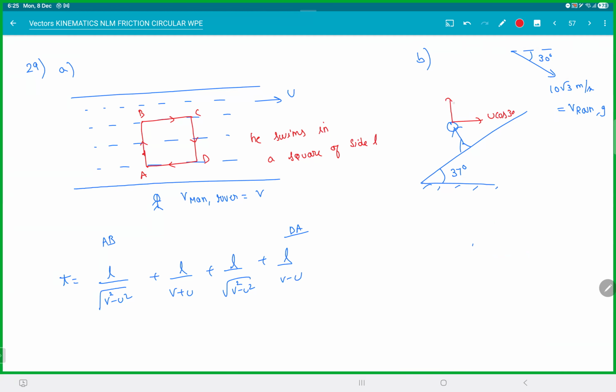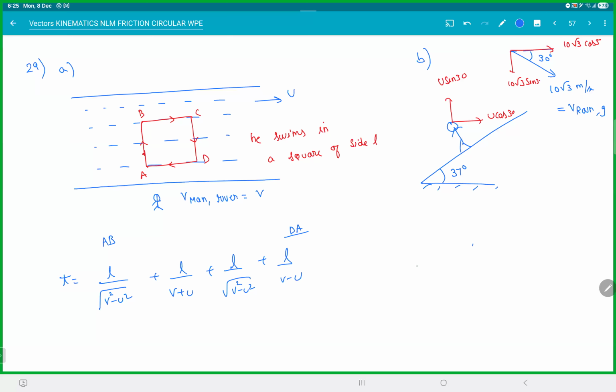U cos 37, U sin 37. These umbrella problems are the easiest ones, right? You just need to resolve the velocity into components. This will be 10 root 3 cos 30, 10 root 3 and sin 30. And always stop the man.